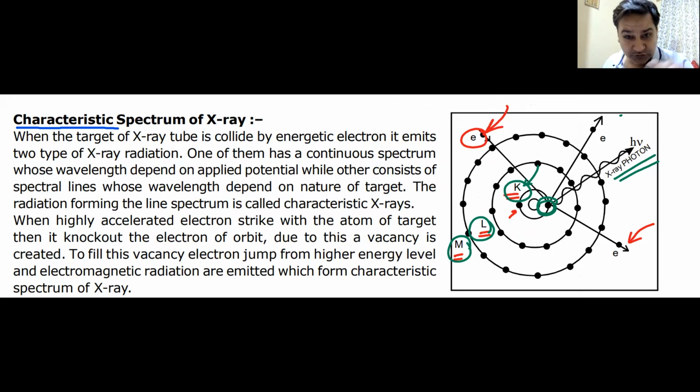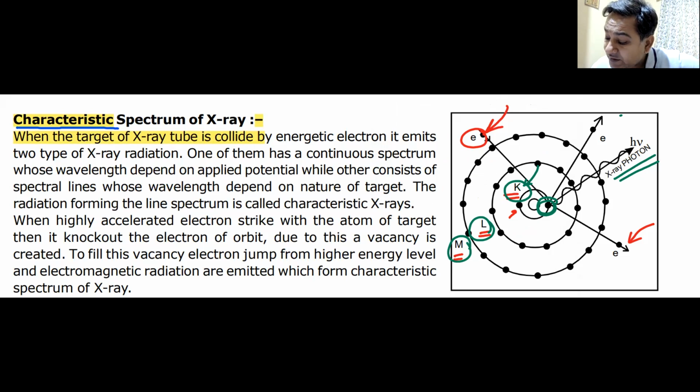Okay, so this characteristic X-rays will depend on what? It depends on how many electrons I have, how many shells I have, and how many electrons and how many shells depends on what? It depends on the target metal. It depends on the target, and hence characteristic spectra depend on the target.